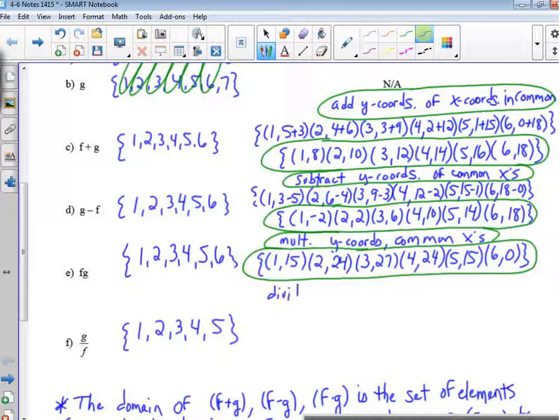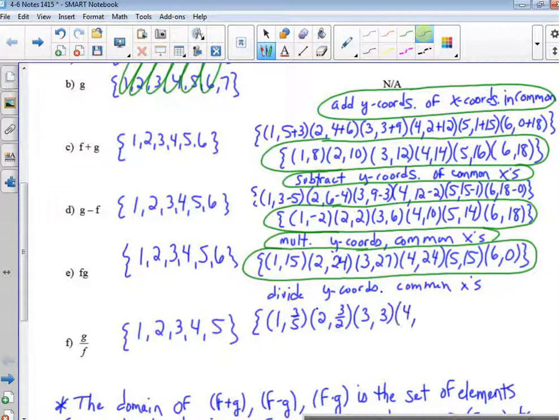So now we're going to divide the y coordinates of the common x's. So I'm going to take 1 comma, and I'm doing g, so 1 comma 3 divided by 5. And I'm doing 2 comma 6 divided by 4, which is 3/2. And 3 comma 9 divided by 3. And 4 comma 12 divided by 2, which is 6. And 5 comma 15 divided by 1, which is 15. And you see, if I went 6 comma 18 divided by 0, no, can't have that. So this is the list of ordered pairs.